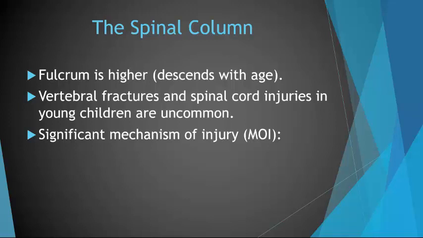Within the pediatric spinal column, the fulcrum is higher and it descends with age, but the head is heavier relative to the child, so the support, or the fulcrum, has to be higher. It's closer to C1 and C2. It descends to the adult level as the child develops, around C5 through C6.